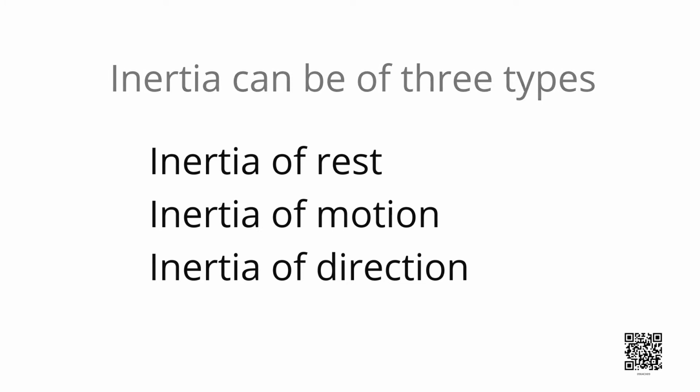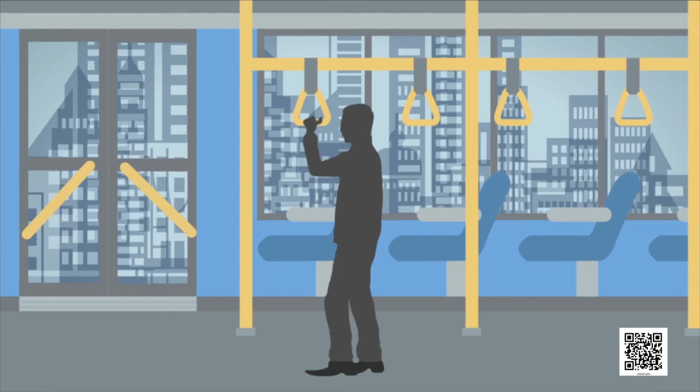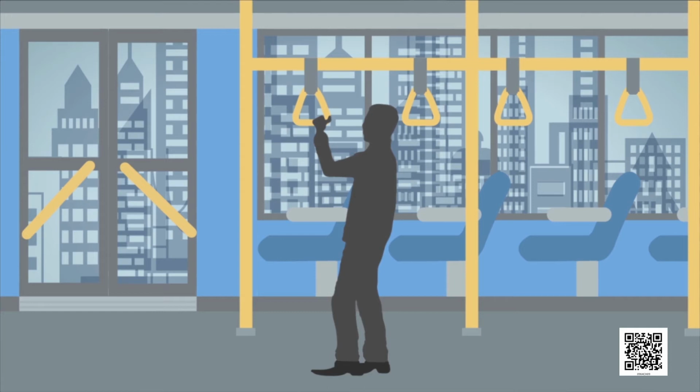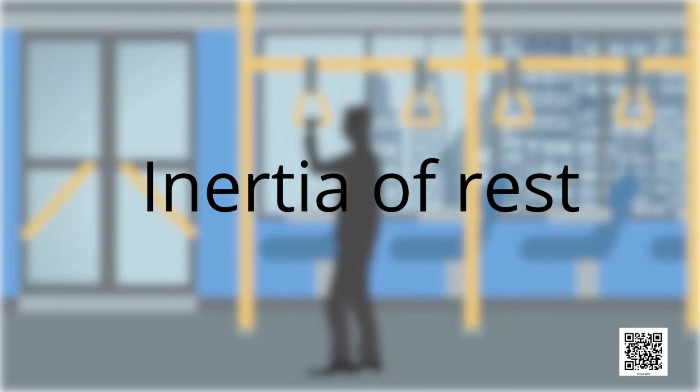Experiences that we come across while traveling in a bus can be explained on the basis of the law of inertia. When a bus begins to move suddenly, a passenger standing in the bus tends to fall backwards. Can you tell why this happened? This is due to the inertia of rest.